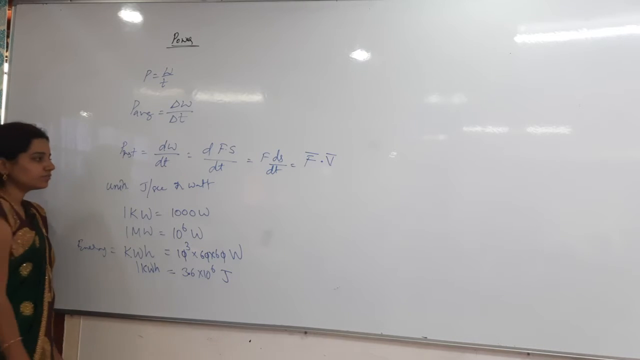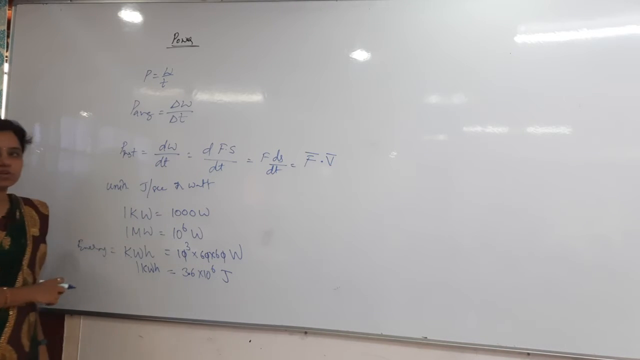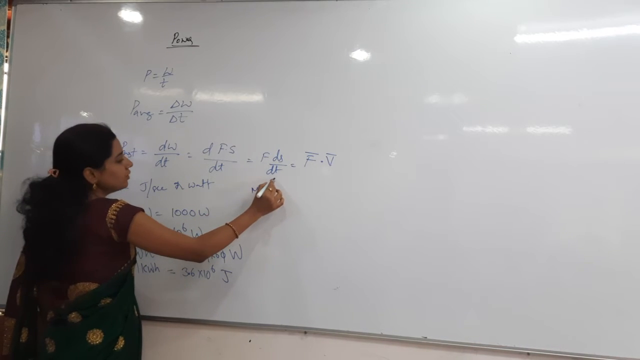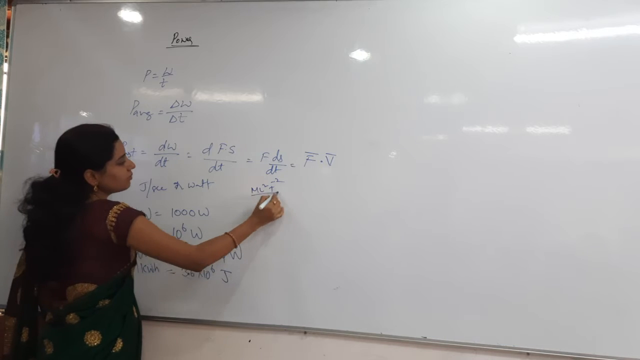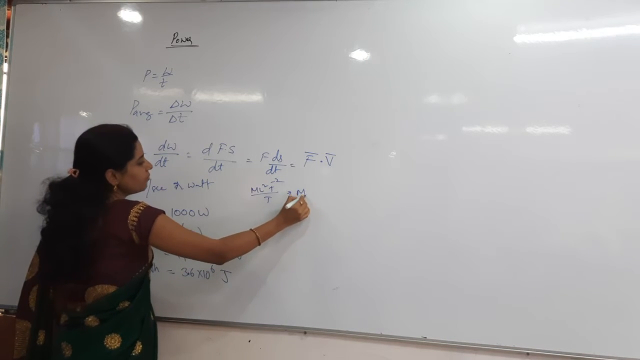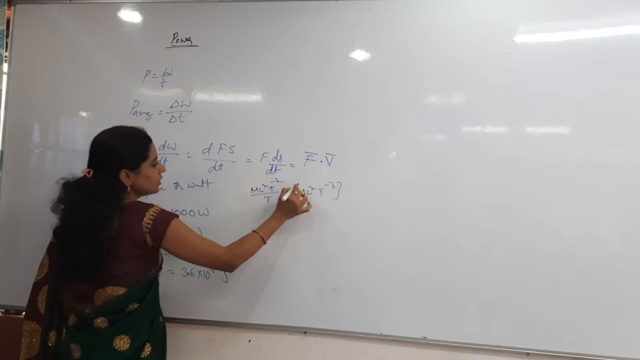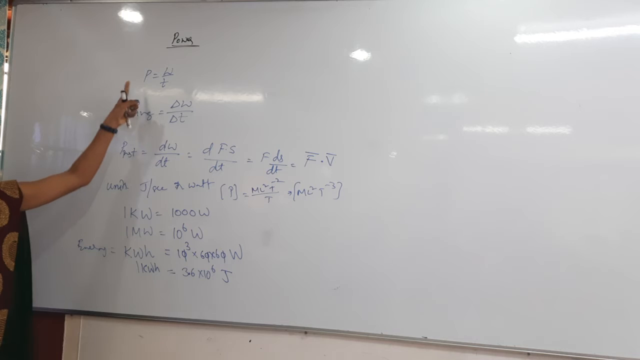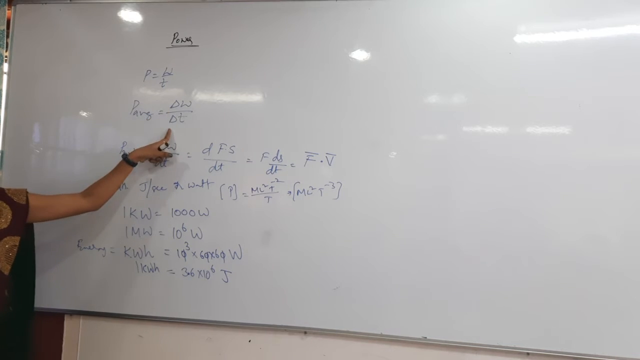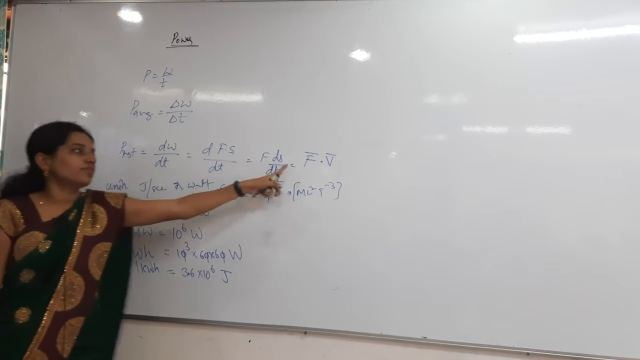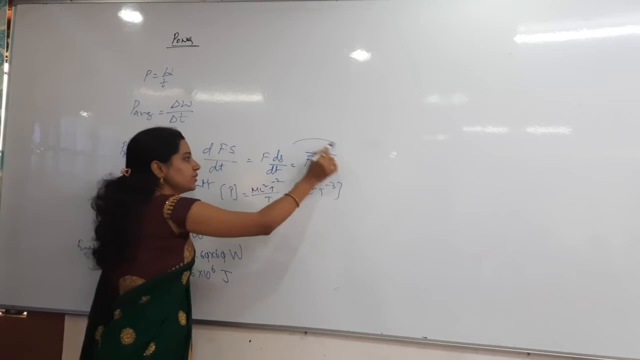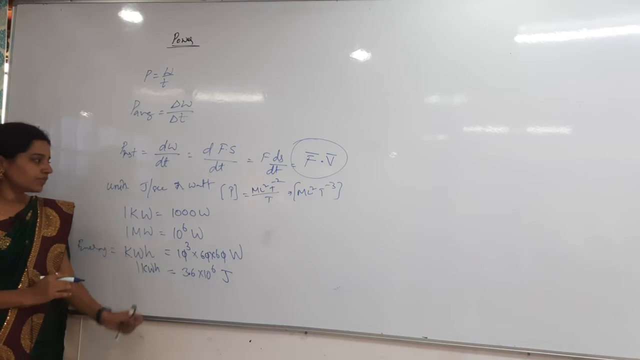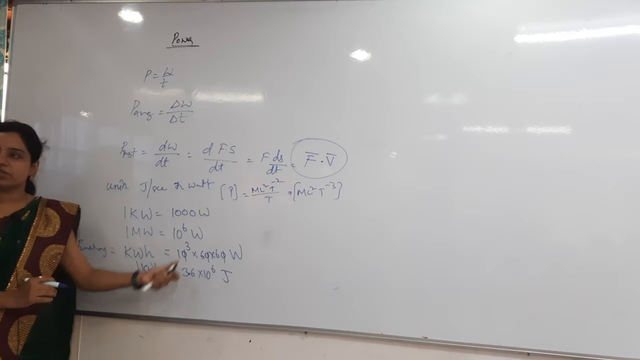What about the dimensions? Dimensions of power: work done is ML squared T power minus 2, divided by time, so it will be ML squared T power minus 3. That is our power dimensions. Power is the rate of doing work. Average power is delta W by delta T. Instantaneous power is F into V. This formula is important. F dot V, the dot product between force and velocity, is the power.